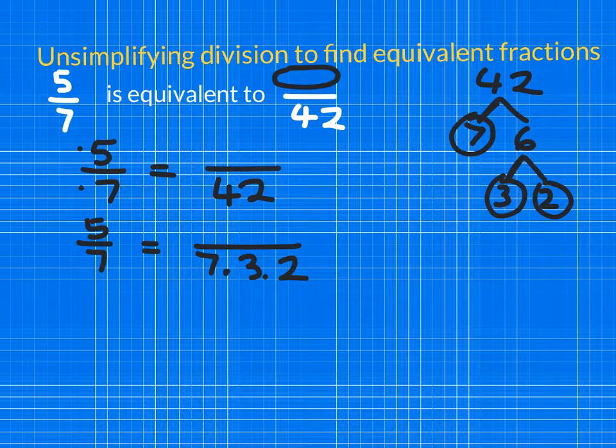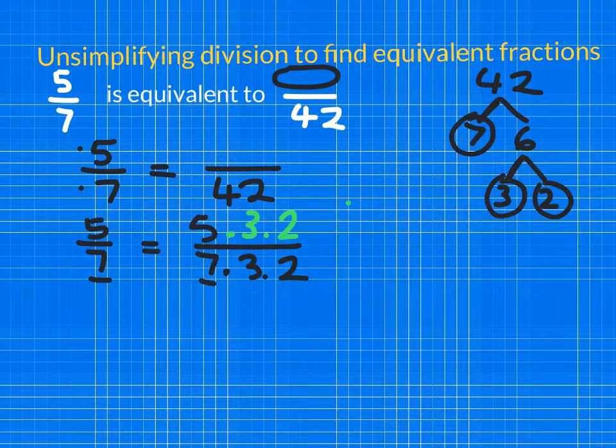And what we need to do now is to look at our fraction and see what's happened to it. So we originally had a 7 here, and we have our 7 here. So we need to move our 5 over. But let's see what's happened to that 7. It has now been multiplied by 3 and multiplied by 2. So we need to do that to the top and bottom to make that equivalent.